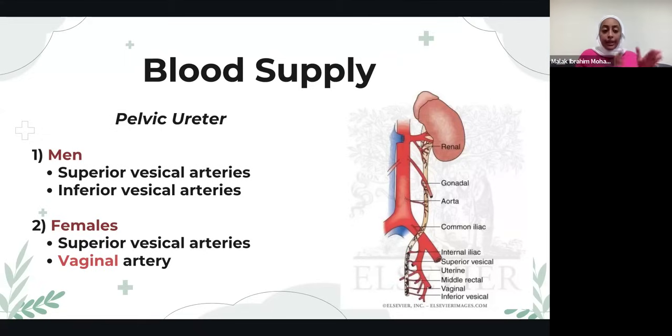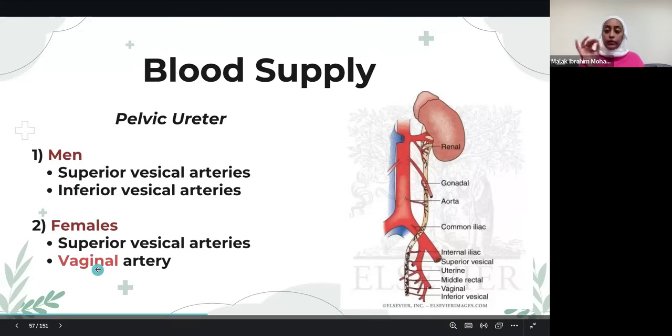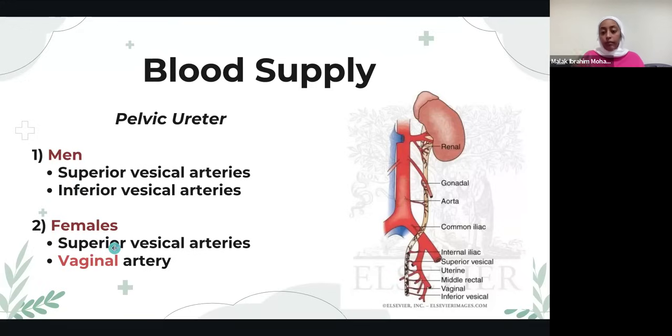You have to know, in this case, is it a man or a female? Because in the exam, they can ask you what's the blood supply of the pelvic ureter, and they're going to specify for you if it's a male or a female. I remember we got this in our exam. For the male, it's going to be the superior vesicle and inferior. For the females, it's going to be superior vesicle and vaginal artery. This is very, very important to know. They might ask you, what's the difference between the blood supply of the pelvic ureter for the man and the female? You're going to say that here there is the vaginal artery. And in both of them, you're going to have the superior vesicle.